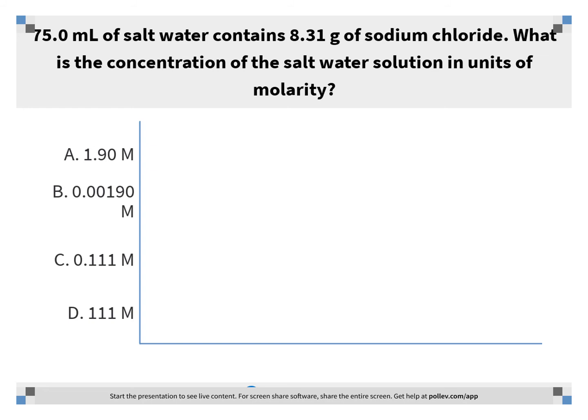The correct answer is A, 1.90 molar. First, you find the mass of sodium chloride. Then you use the molar mass as a conversion factor to convert grams of sodium chloride into moles. Finally, you can plug those moles into the molarity equation to solve for concentration of salt in the solution.